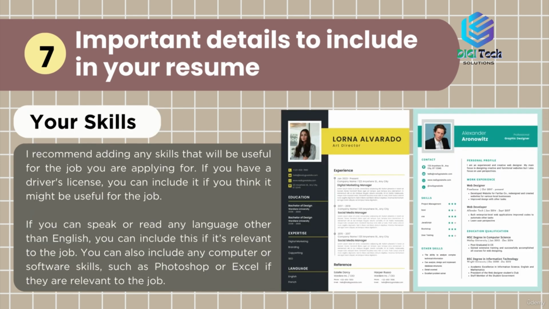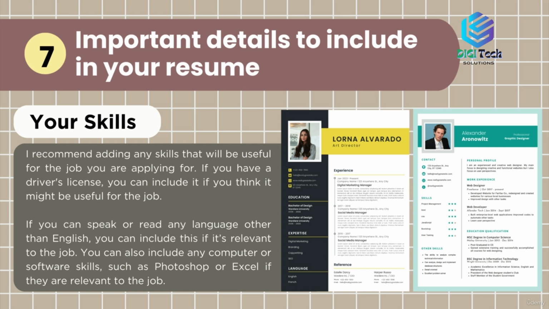Next we have skills. I recommend adding any skills that will be useful for the job you're applying for. If you have a driver's license, you can include it if you think it might be useful for the job. If you can speak or read any language other than English, you can include this if it's relevant to the job. You can also include any computer or software skills such as Photoshop or Excel if they are relevant to the job. Some resume templates have a graph, star or level bar to describe their skill level.